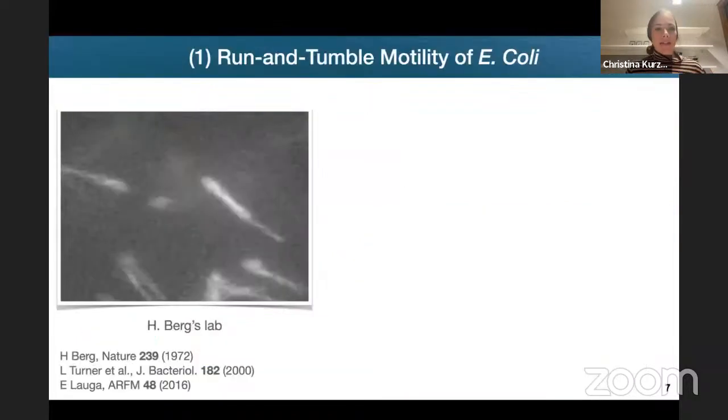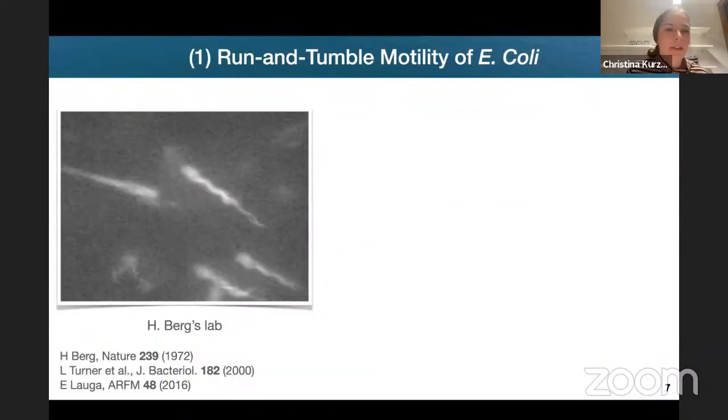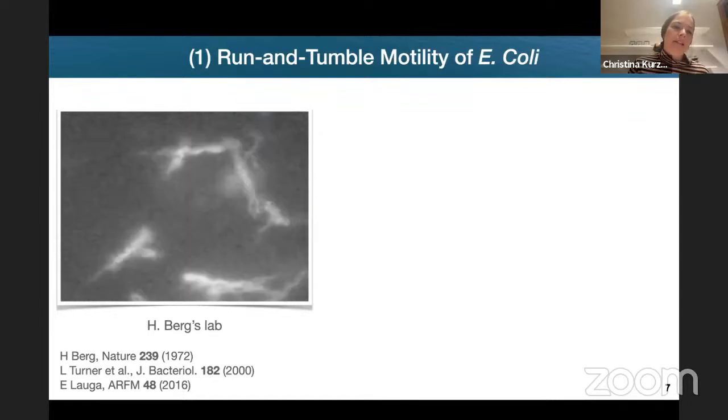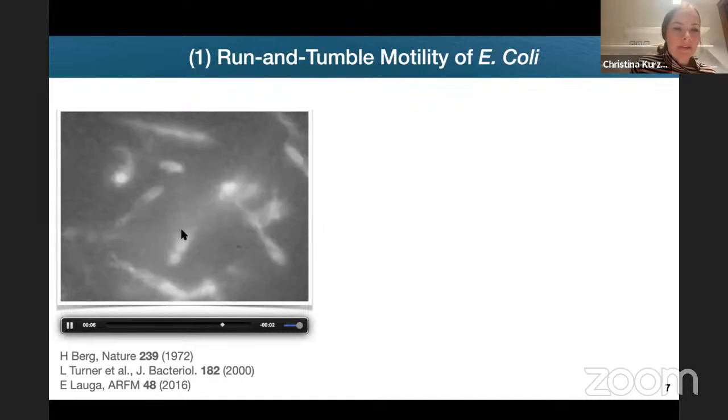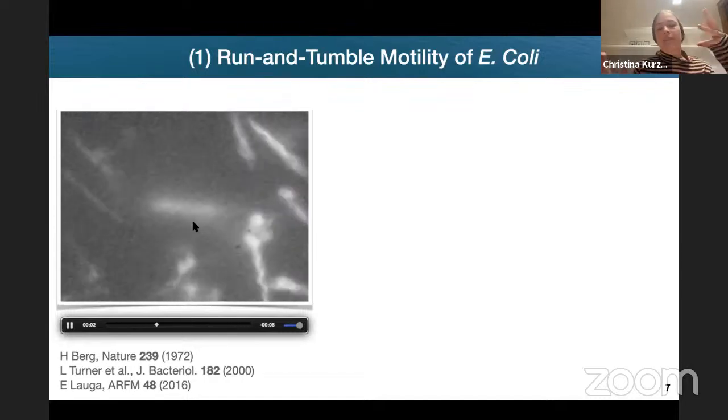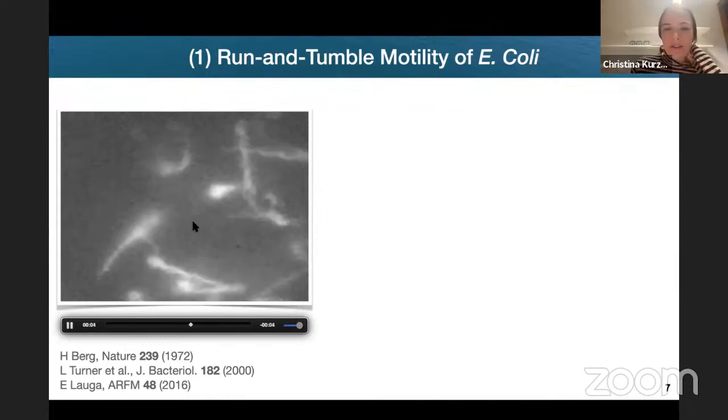So let's get started, and let's look again at this video from Howard Berg's lab. So here you can see these cells, they move, and perhaps if you look carefully, at some point they change the swimming direction because the flagella bundle essentially dissolves.